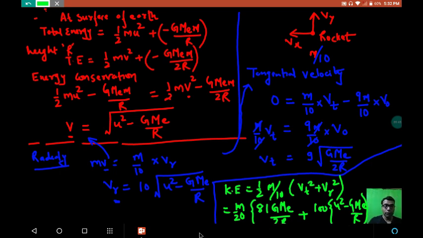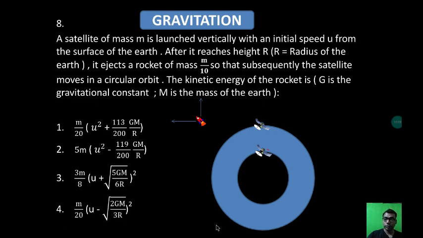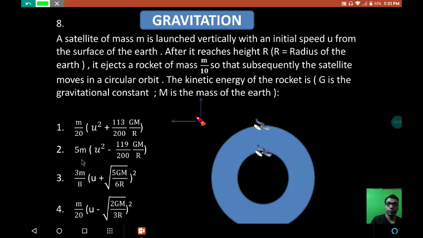On simplifying, we put the values and we get the option as 5m u square 190 G by R. So option 2 is the correct option for this.